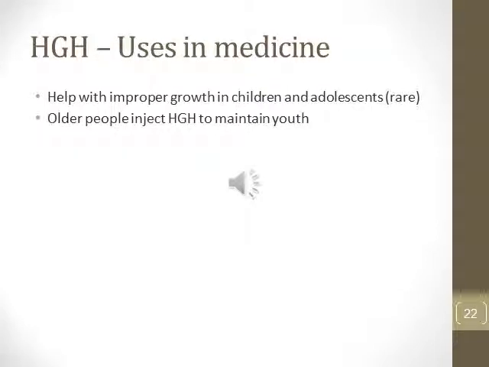As with the anabolic androgenic steroids, there are other uses in medicine for human growth hormone. So in a lot of younger individuals who have improper growth, human growth hormone is sometimes used to stimulate growth, and some older people will utilize it to help maintain youth. So for people who become deficient in it, it could be utilized as well.